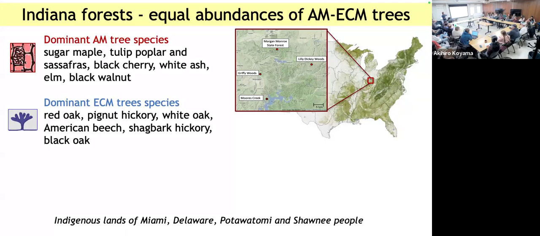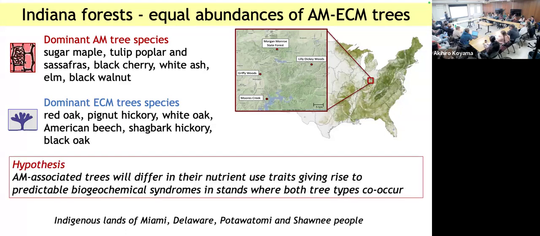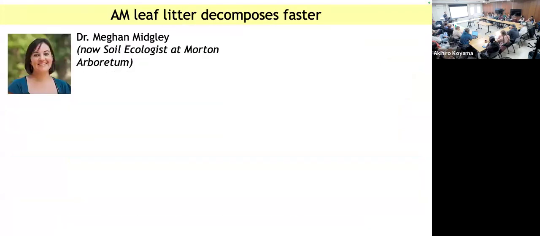We also have some gymnosperms. Those are all ECM-associated tree species. And because we have them co-occurring as canopy dominants, it's a good place to ask some of these questions about AM and ECM trees and their effects on the landscape. So our hypothesis going in is that, given these differences in enzymatic activities, these AM-associated trees and ECM-associated trees will have different nutrient use traits, other characteristics of the plants that map onto these different fungal strategies. And because they have different fungi and different traits, that might lead to potentially different nutrient cycling syndromes where AM and ECM trees co-occur or are dominant.